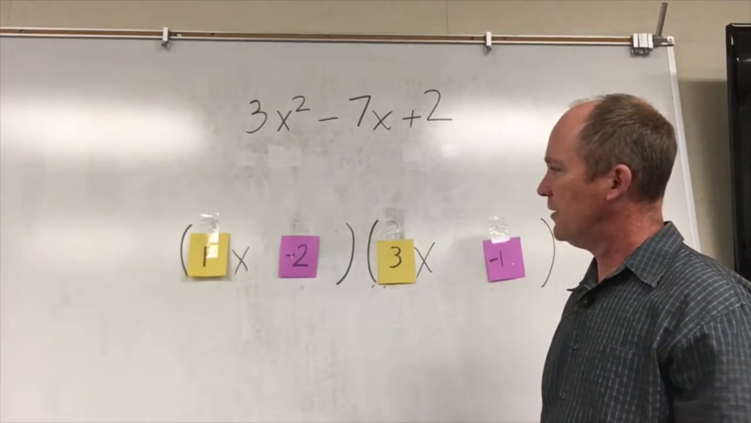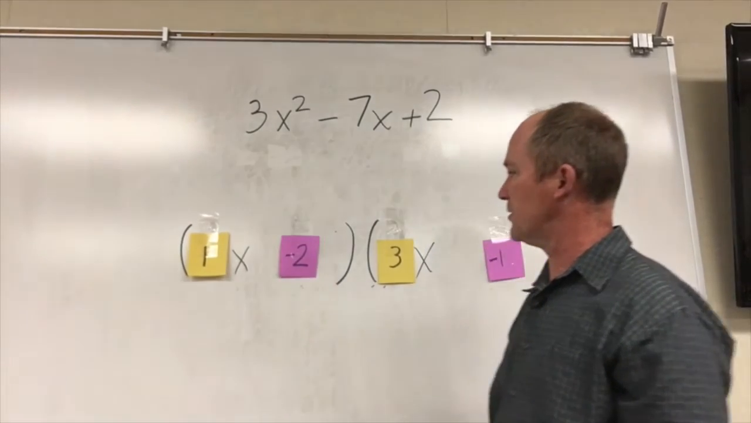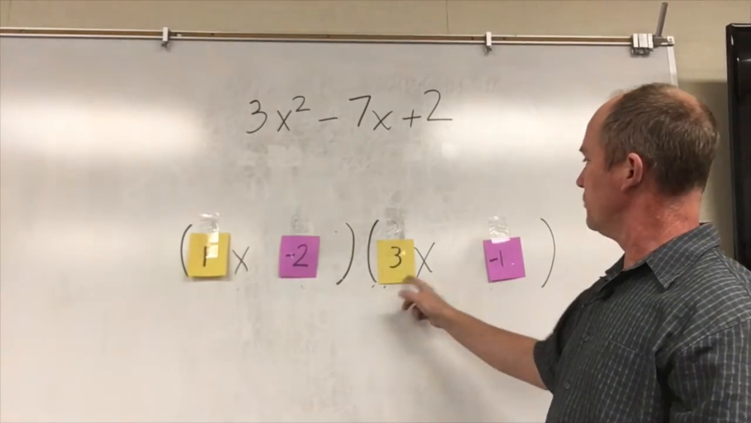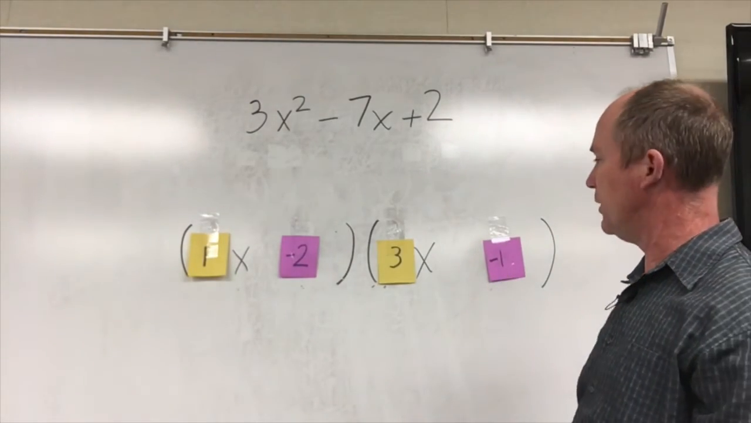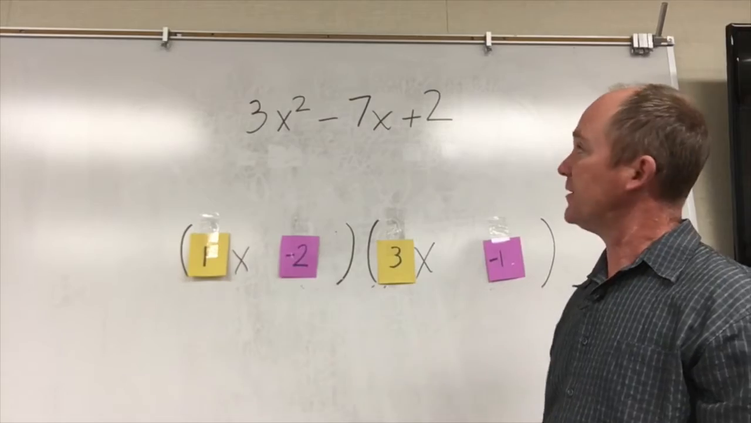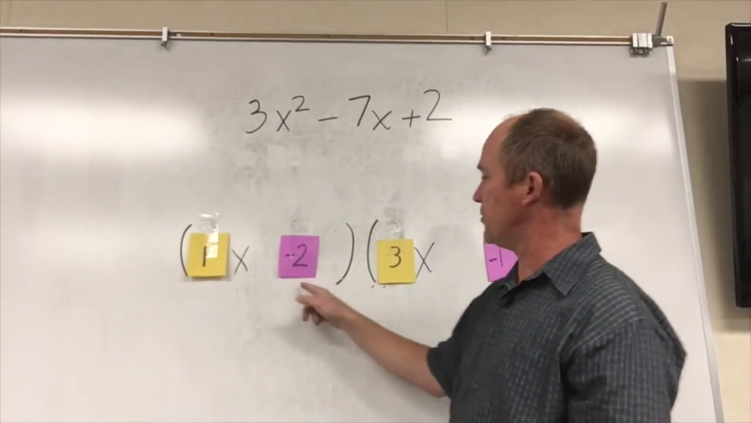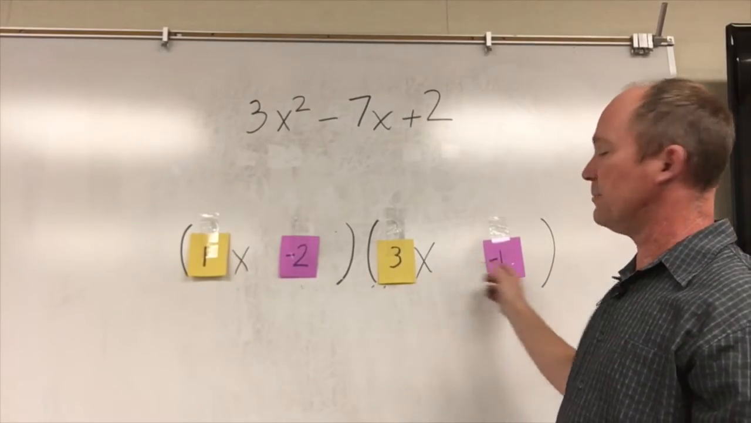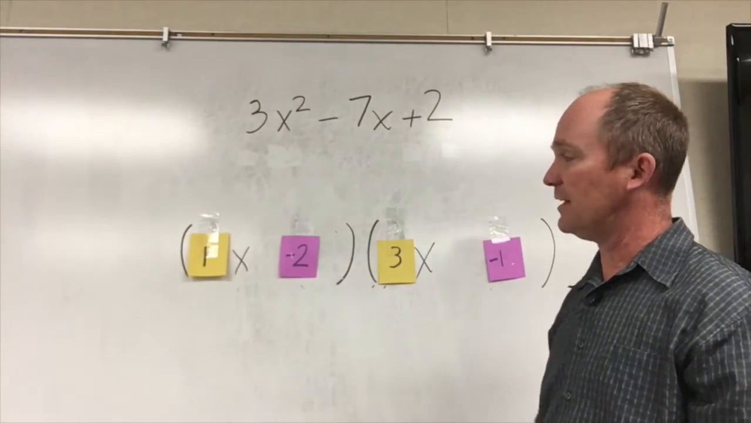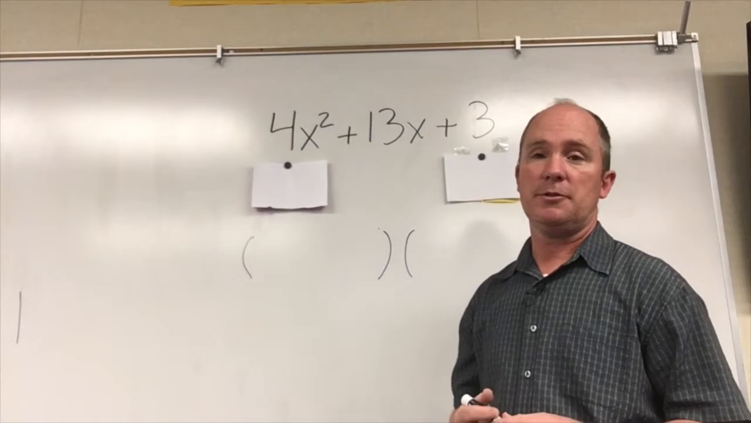But in this case, our answer would be 1x minus 2 in parentheses, 3x minus 1, and when we do the math, it comes out to this answer here. So that is factored right there. So it's 1x minus 2 in parentheses, 3x minus 1, and we just double checked it, and that is our answer. All right, so here we go into one more example.